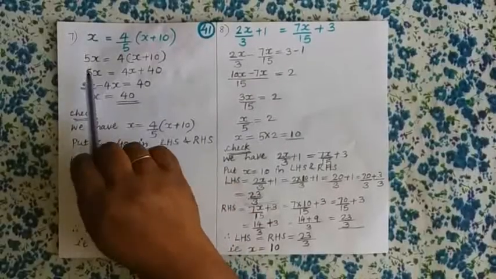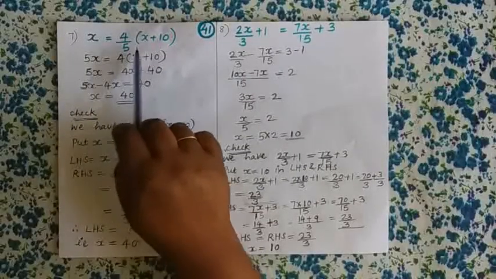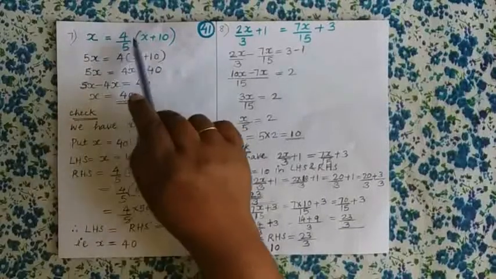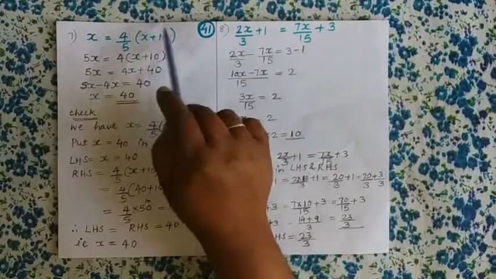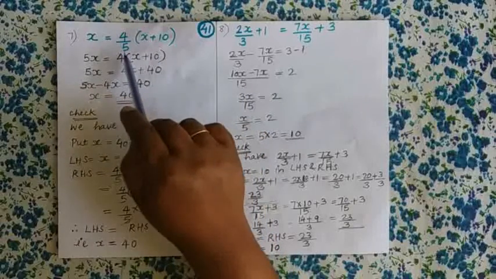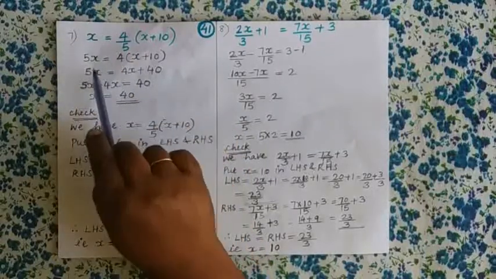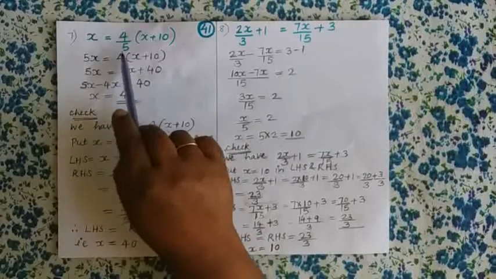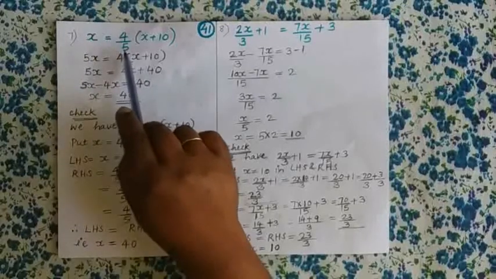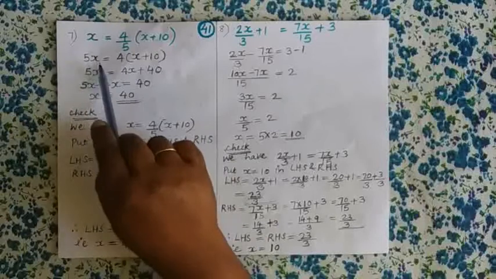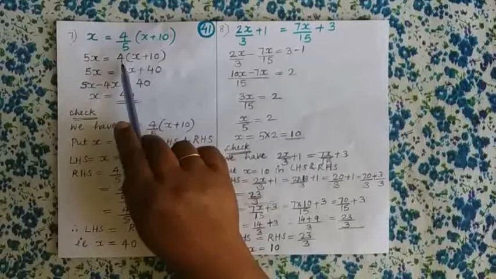Question number 7. x is equal to 4 by 5 into (x plus 10). Our LHS is x and RHS is 4 by 5 into (x plus 10). Here we can see in the denominator, in the RHS part, 5 is there. That we will first shift to LHS. So what will be our LHS? 5x. You know cross products are equal. Here it is divided. When we change the side, it will multiply.